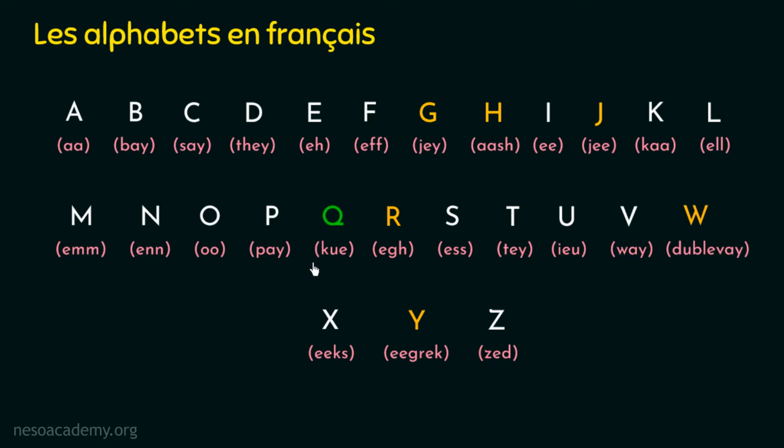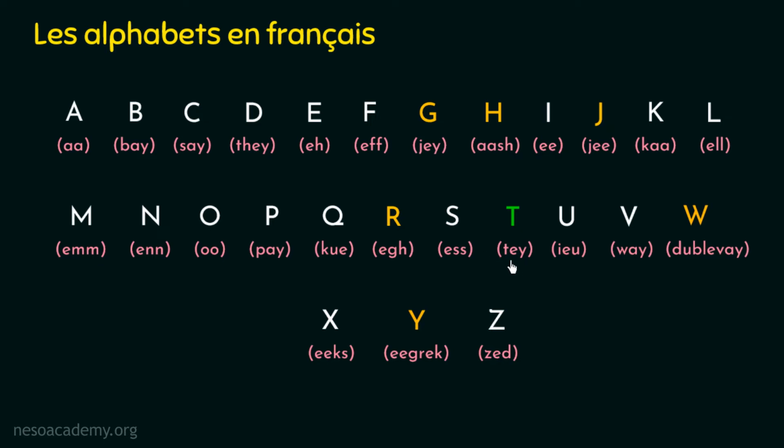Now the 17th alphabet is pronounced as Q. Q. Alright? Now let's move on to the 18th alphabet. In French it is pronounced as R. R. I hope it is clear. Now the next is S. S. Now have a look at the 20th alphabet. In French it is pronounced as T.